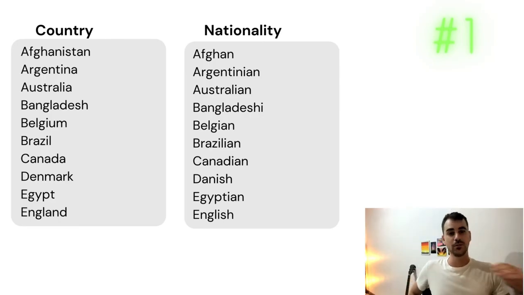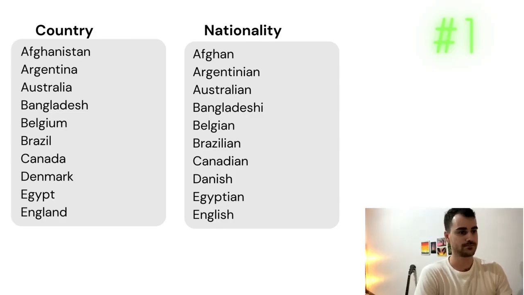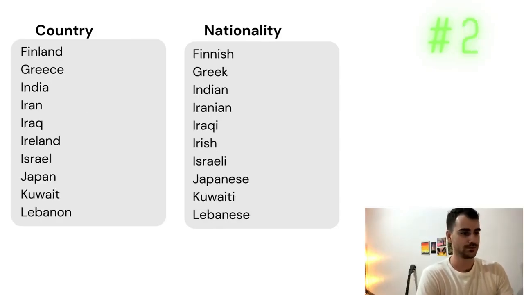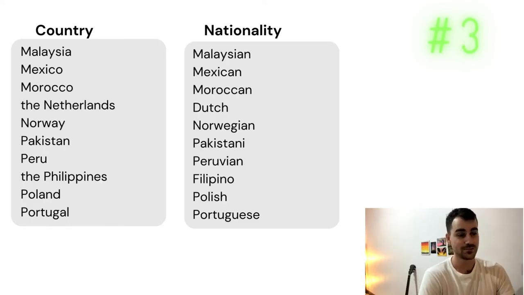It's important to remember all these because when you're speaking about the countries, you want to make sure you're using the right word. Here's page number 2. Finland, Finnish, Greece, Greek, India, Indian. I'm not going to read them all, but you should definitely study this list. Here's page number 3. Malaysia, Malaysian, Mexico, Mexican.